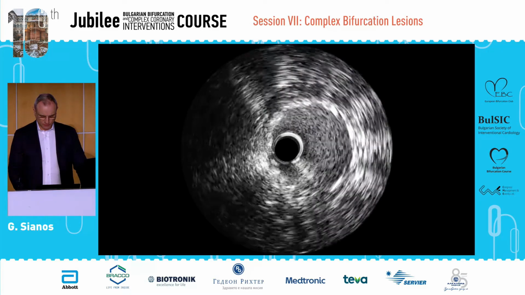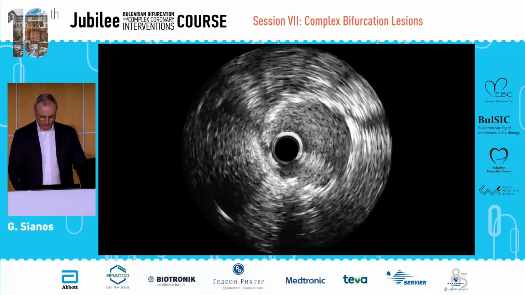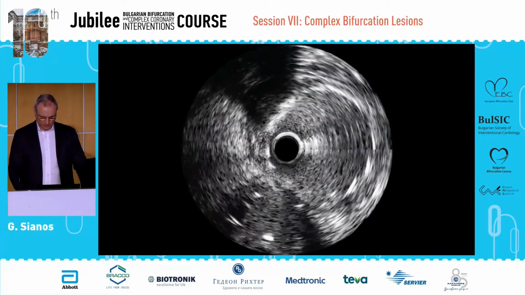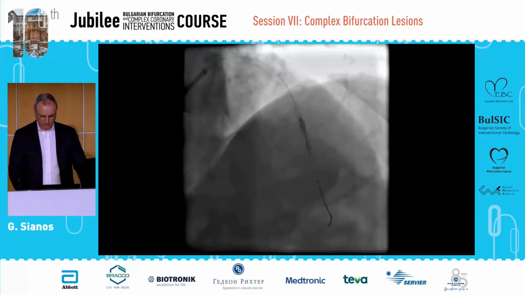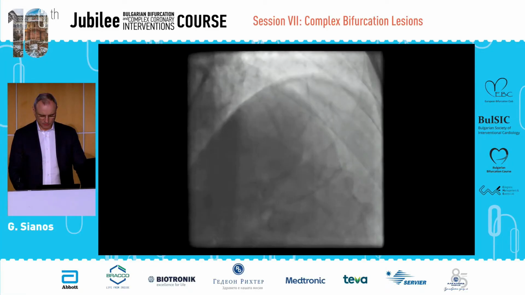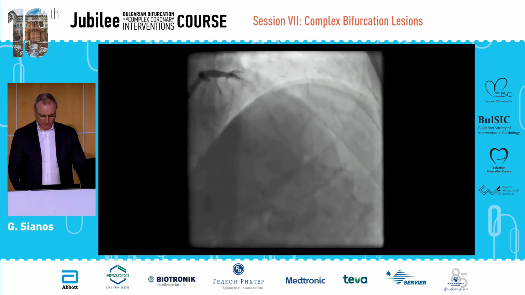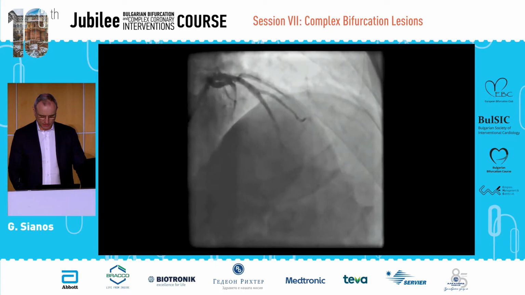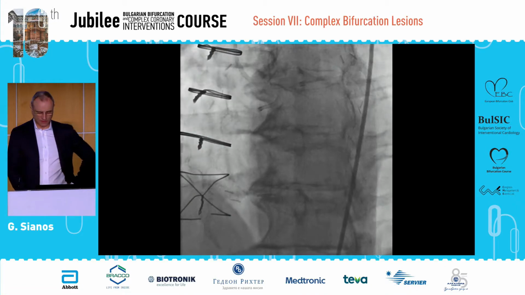An IVUS was performed in this specific case that showed, you will see the carina, a very good result. Here is the diagonal coming, the wire in the diagonal. Very nice result, even with IVUS. Another stent was necessary more distally. And you see here the final result after POT, and certainly the diagonal branch is at least as big as the LAD, and a complete revascularization was achieved in this case.